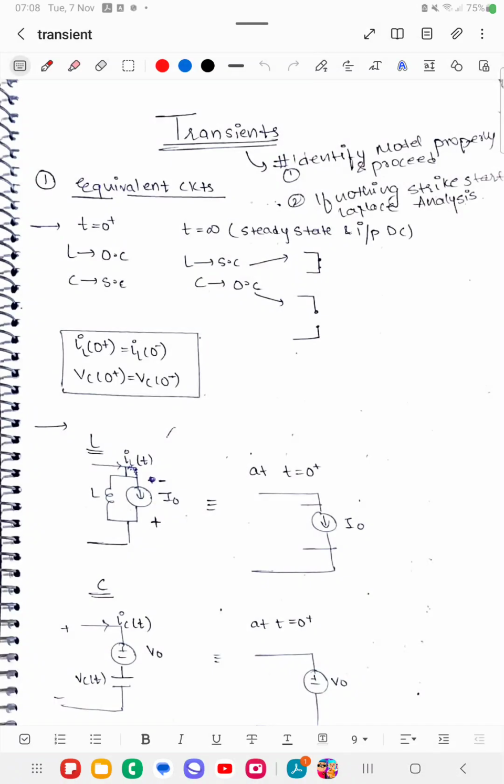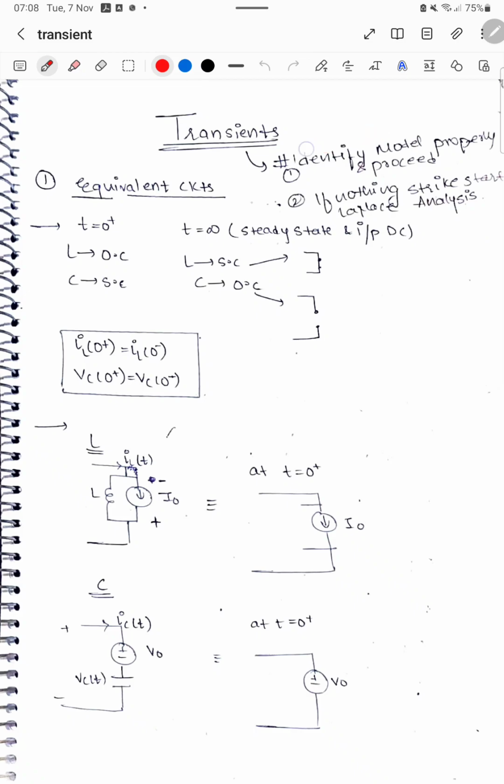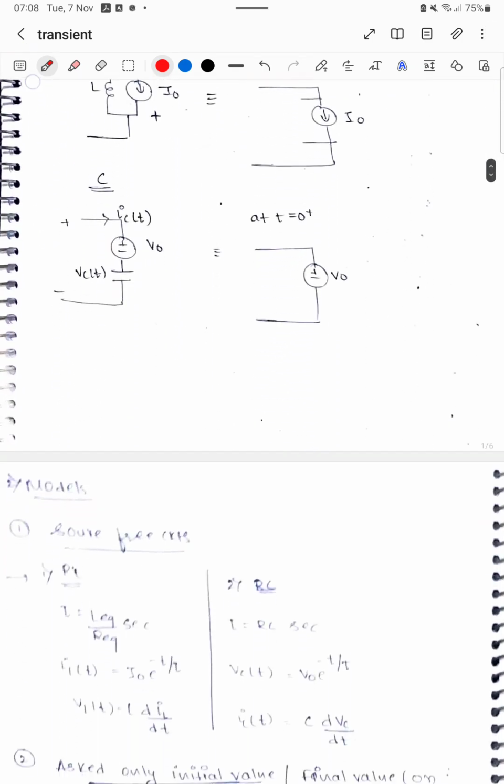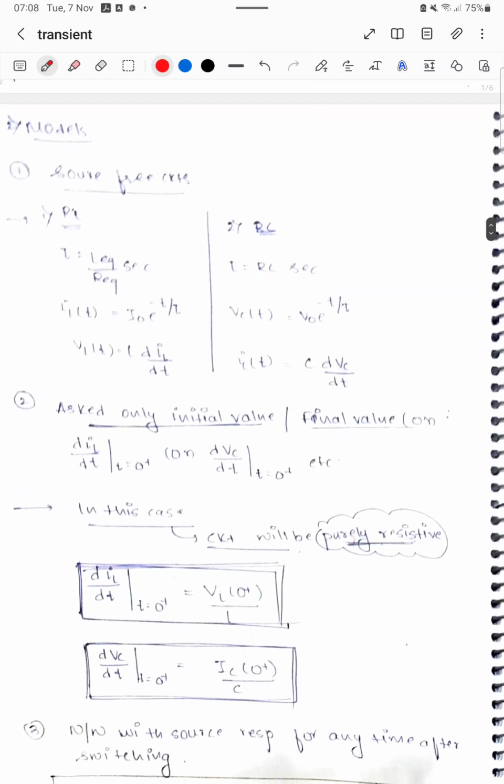So hello, today we'll be starting with transients. The first point in transients is identification of the model. Proper model identification is very much necessary. Now what I mean by model identification, let me give a brief hint about it.